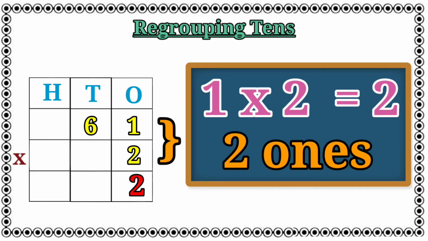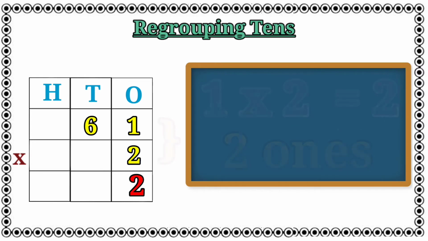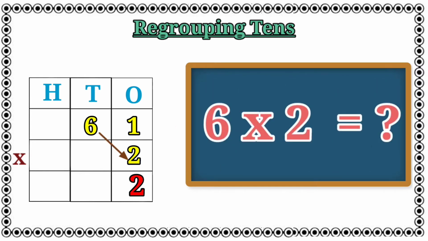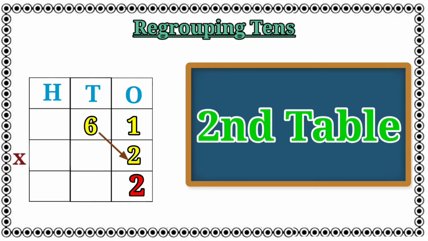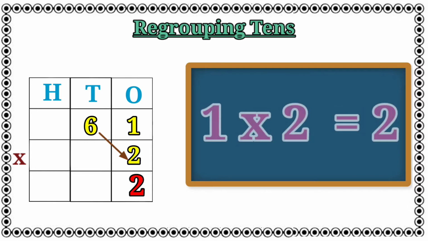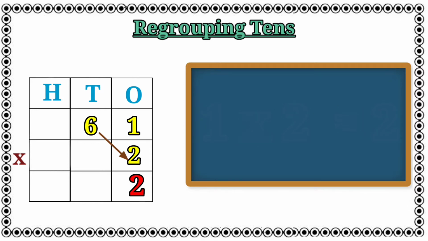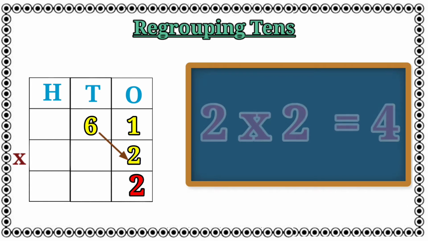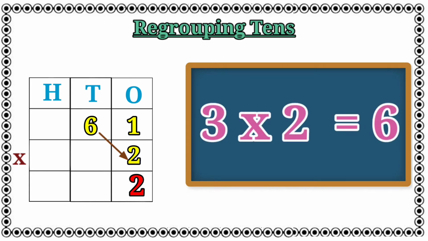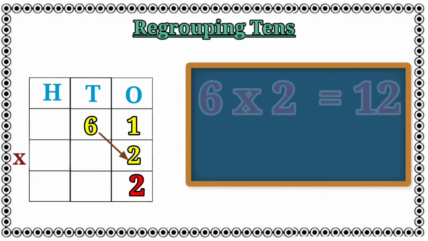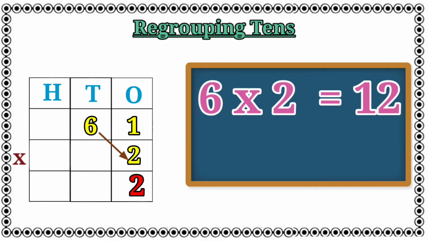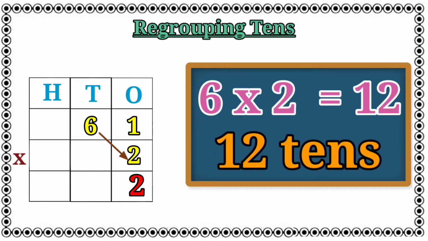Then, multiply the tens column. 6 into 2. Then we have to use the second table. Tell it now. Join with me. 1 2 is 2, 2 2s are 4, 3 2s are 6, 4 2s are 8, 5 2s are 10, 6 2s are 12. Here 12 tens.